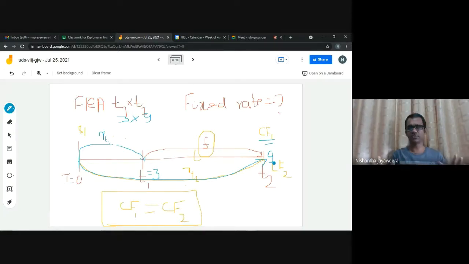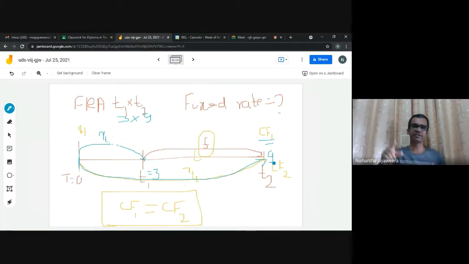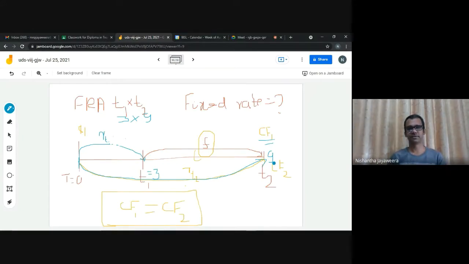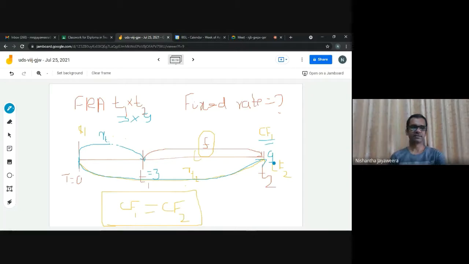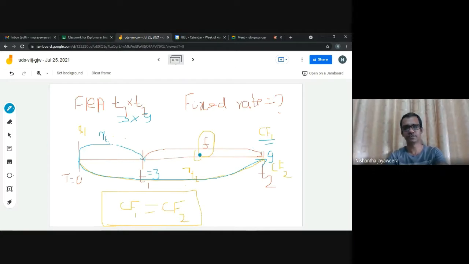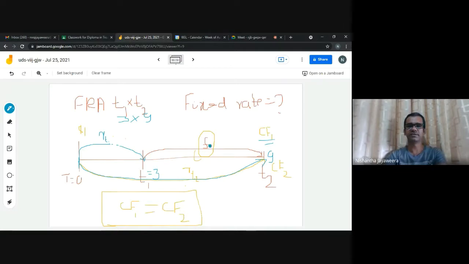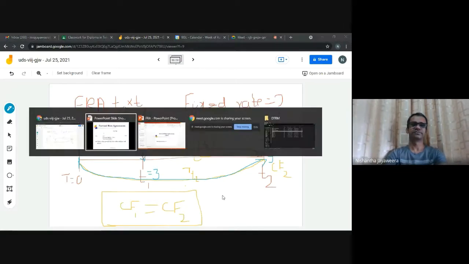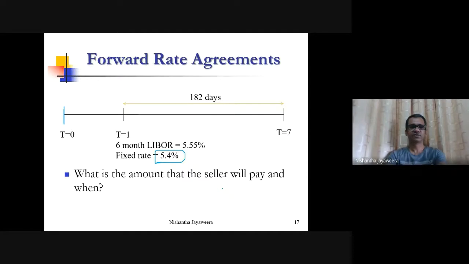Take a 7 month period. You invest for a 1 month period, take the proceeds, invest for another 6 month period. What do you get at the end of the 7th month? It should be the same as if you invest your principal for a 7 month period straight away. That's the concept. But F is something we don't know. We know the equations, and by equating these two, we can derive an equation for F. So that's what we are going to do here.